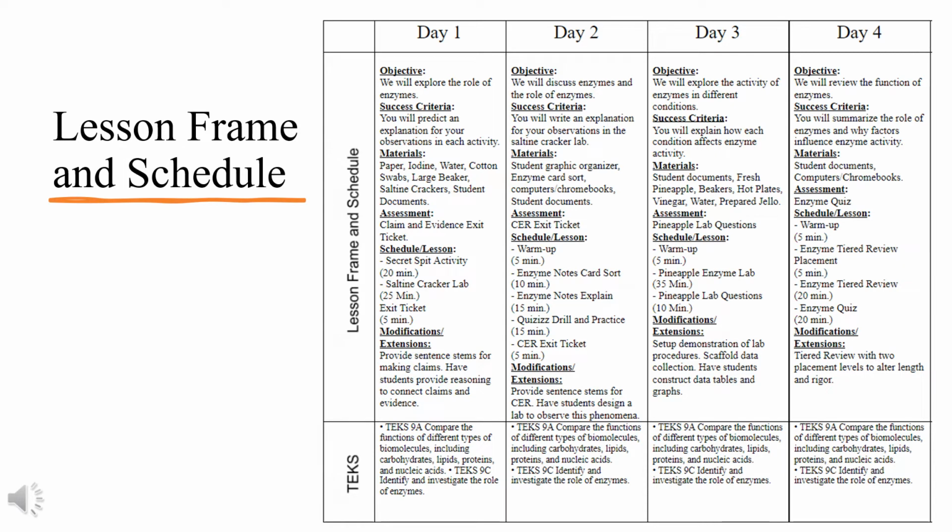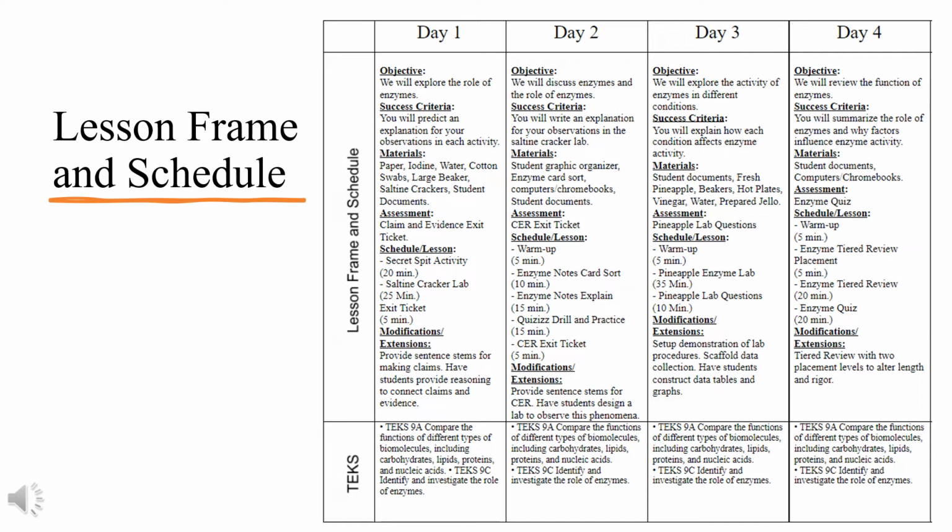In day 2, we're going to discuss enzymes and the role of enzymes, and they're going to write an explanation for their observations in the saltine cracker lab. That's their success criteria, so we're linking that back over there. We have our materials, and this assessment is going to determine if they've met this success criteria right here. They're going to do a little exit ticket in which they're writing an explanation, making a claim, evidence, reasoning, for the observations in the saltine cracker lab after they receive the explain portion in day 2.